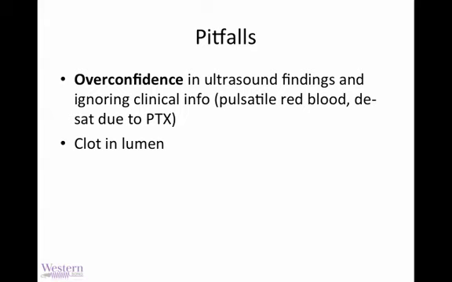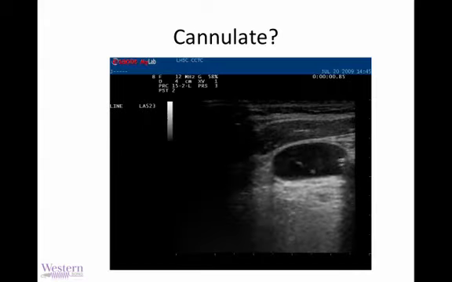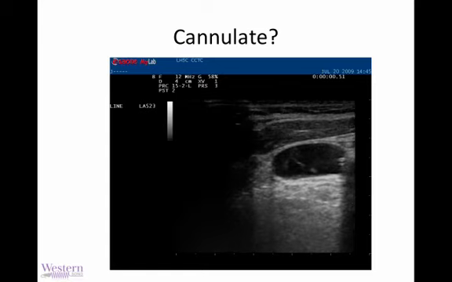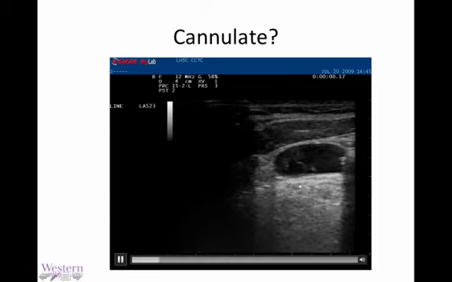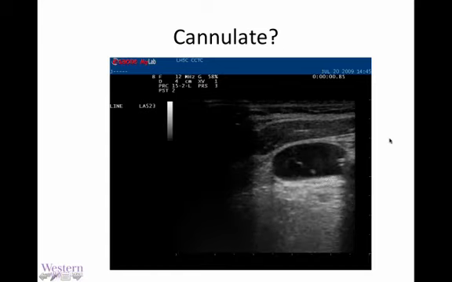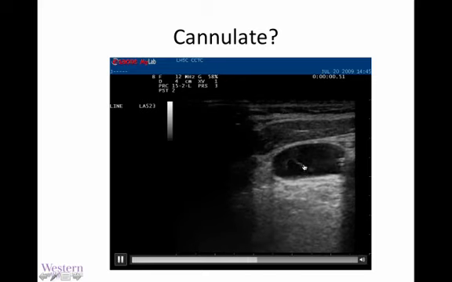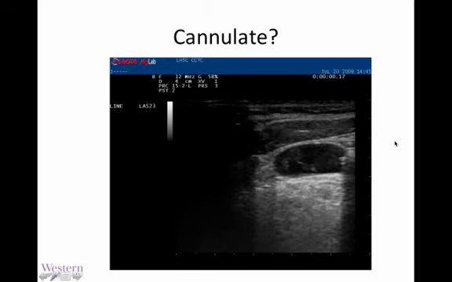The other things to be mindful of are the clot in the lumens, or if the vein is too small, or other pitfalls that I've mentioned. And here we'll look at a couple of those. So here you can see a clot in a previously cannulated IJ in an ICU patient. You can see some wisps of clot and complexity there. So the right answer is always to pick another side.